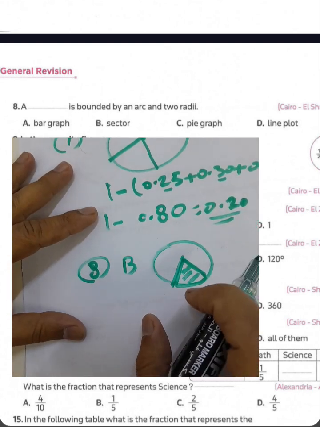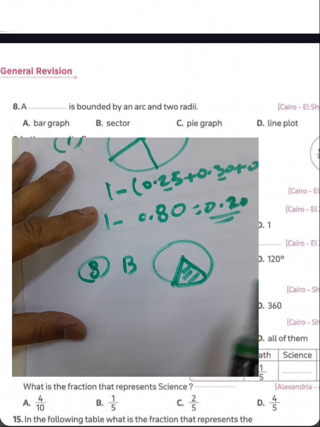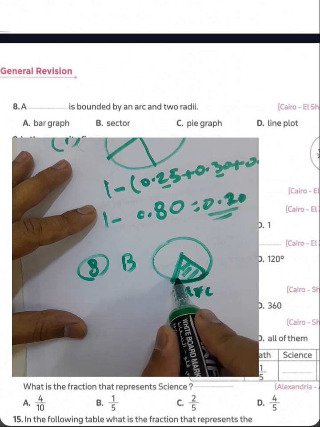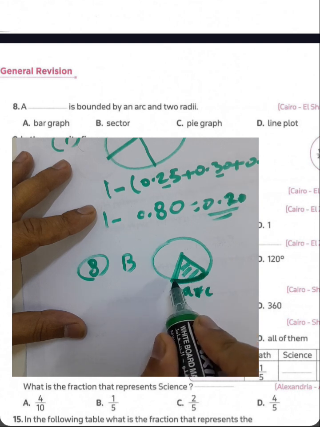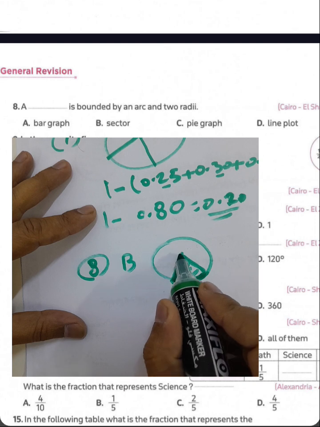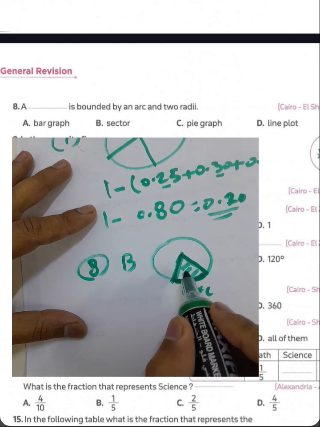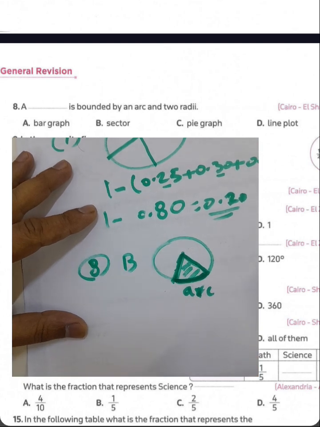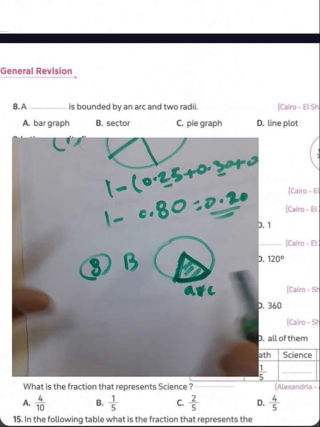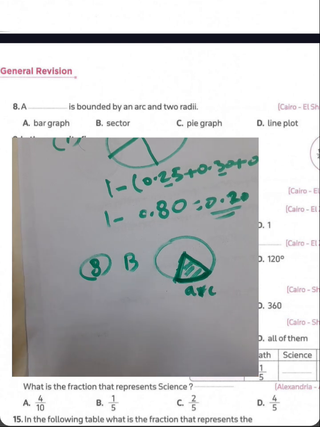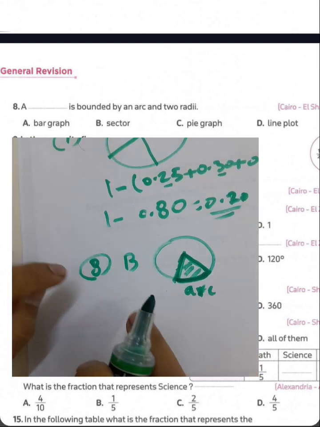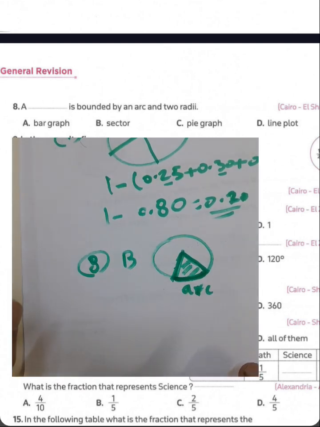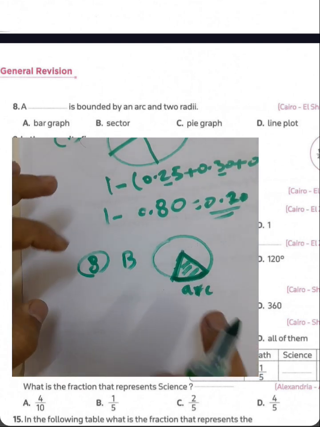Okay, a sector is bounded by an arc. This curve we call an arc. And this line segment is a radius, and this line segment is a radius. We have 2 radii, the plural of radius. Then choose letter B, a sector, we call this part a sector, is bounded by an arc and 2 radii.